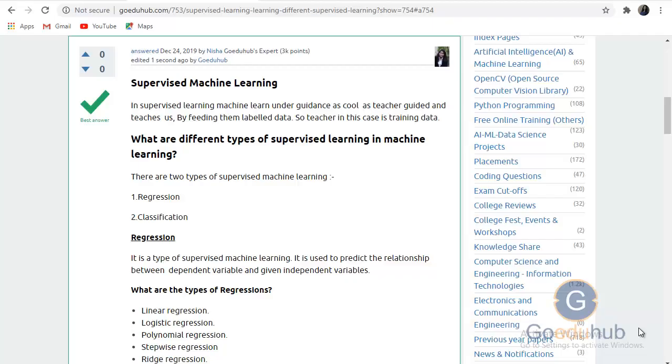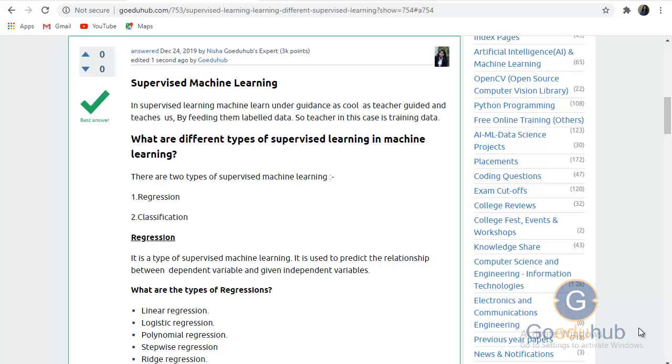Welcome back, and now we will discuss what regression is, and a special type of regression, which is linear regression. The concept behind linear regression, and how linear regression is used. Okay, so first of all, supervised machine learning.